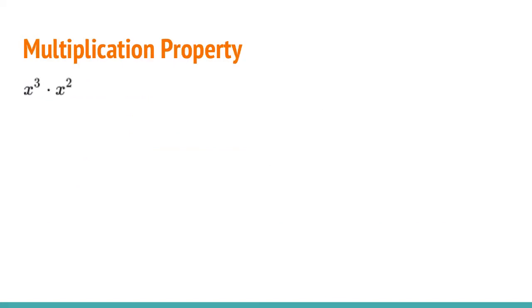As we look at our multiplication property, we start with a simple example where you have x to the third times x squared. That's going to be equal to x times x, which is x cubed, and then you're multiplying that by x times x, which is x squared. And as you can see, what you have is 5 different x's being multiplied by each other, which is why your final answer is x to the 5th.